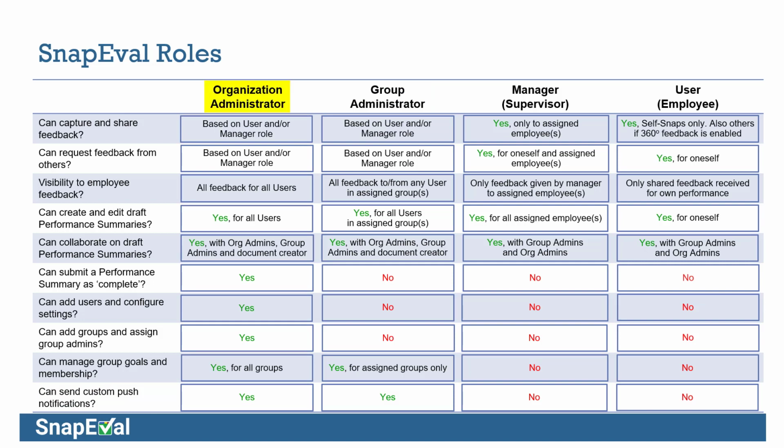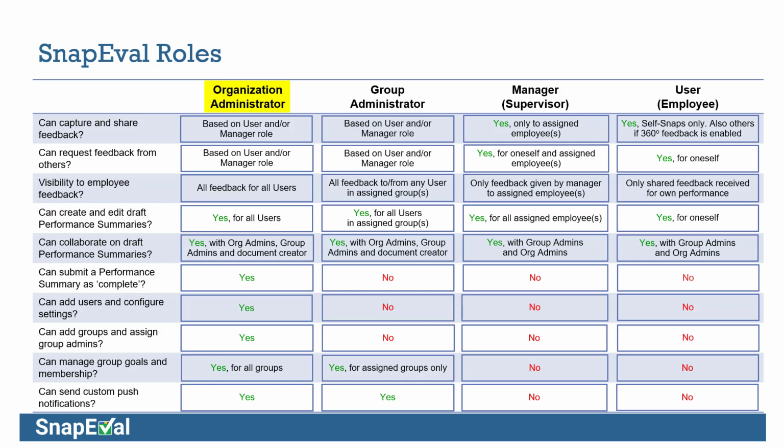The last role is organization administrator. This is the highest level role in the SnapEval system, and this is the role that can essentially do anything. They can add new people to the organization, remove them. They can assign or create new corporate-wide goals. They can essentially see all feedback within the whole system, as we've talked about earlier, both related to performance summaries as well as to snaps themselves.